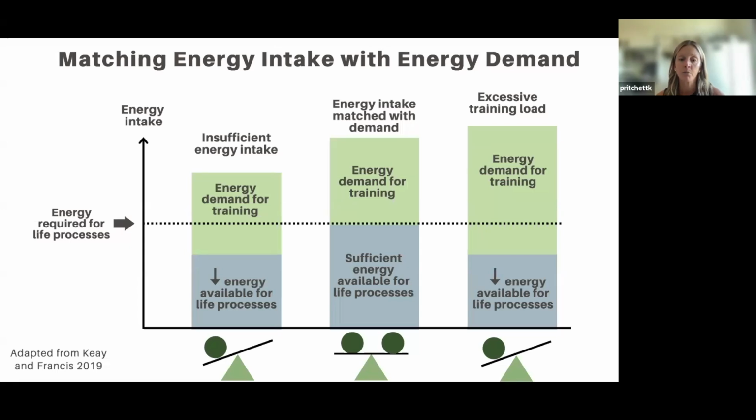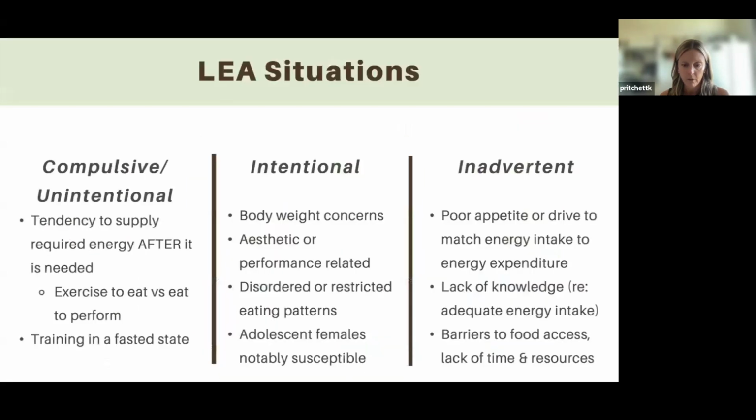And so you can see here in the middle, this is the ideal situation where the athlete is getting adequate energy intake from their diet, as well as their energy demands for training are not too high, keeping the athlete out of a state of low energy availability. And so, as we said before, oftentimes this can be unintentional, or this may be intentional or inadvertent. And we'll talk about some of these different scenarios.